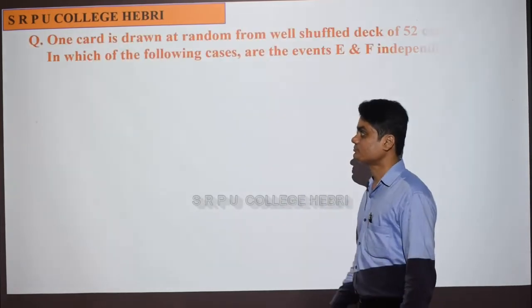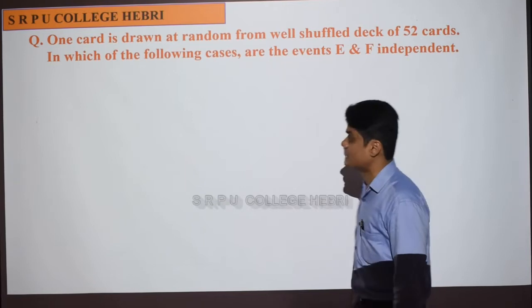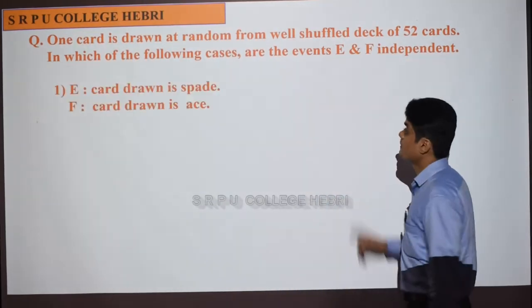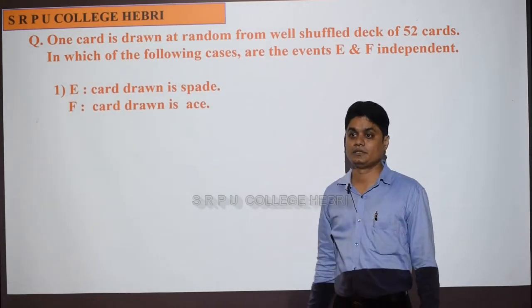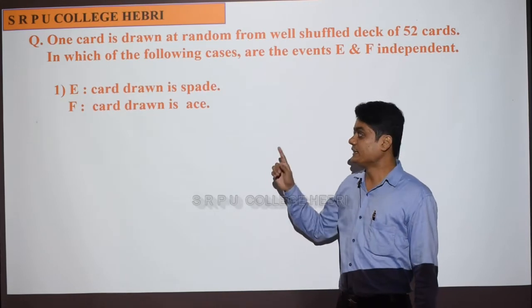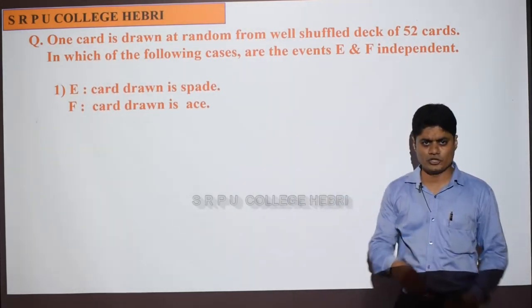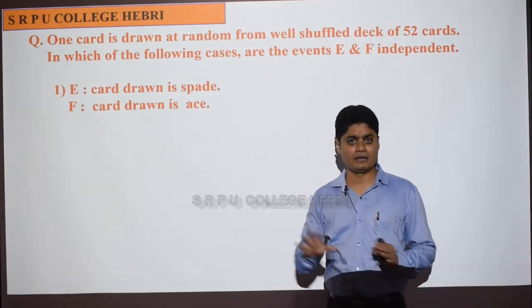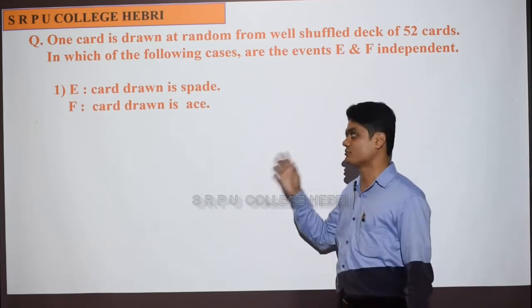Next, one card is drawn at random from a well shuffled deck of 52 cards in which the following cases are the events E and F independent. Okay, following cases you have to check whether they are independent or not. Okay, so first problem, E: card drawn is spade, F: card drawn is ace. So I hope you know about the playing cards. What do you mean by spade? What do you mean by ace? King, queen, numbers, different suit, right? So we need that information to solve this particular problem.